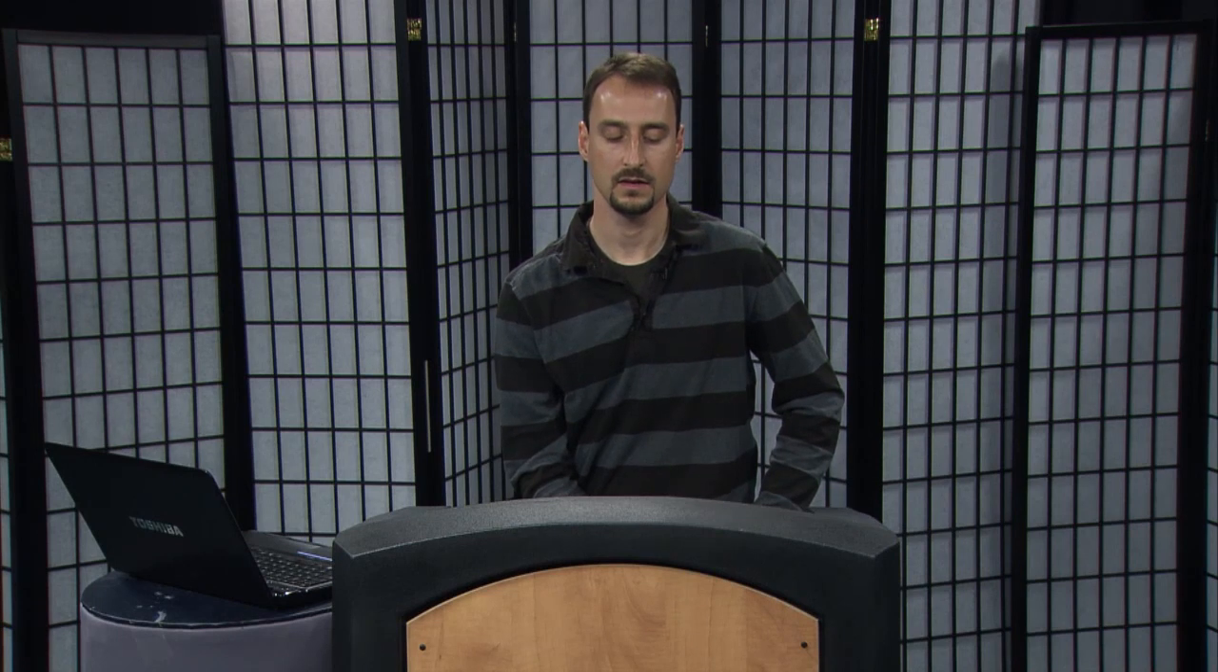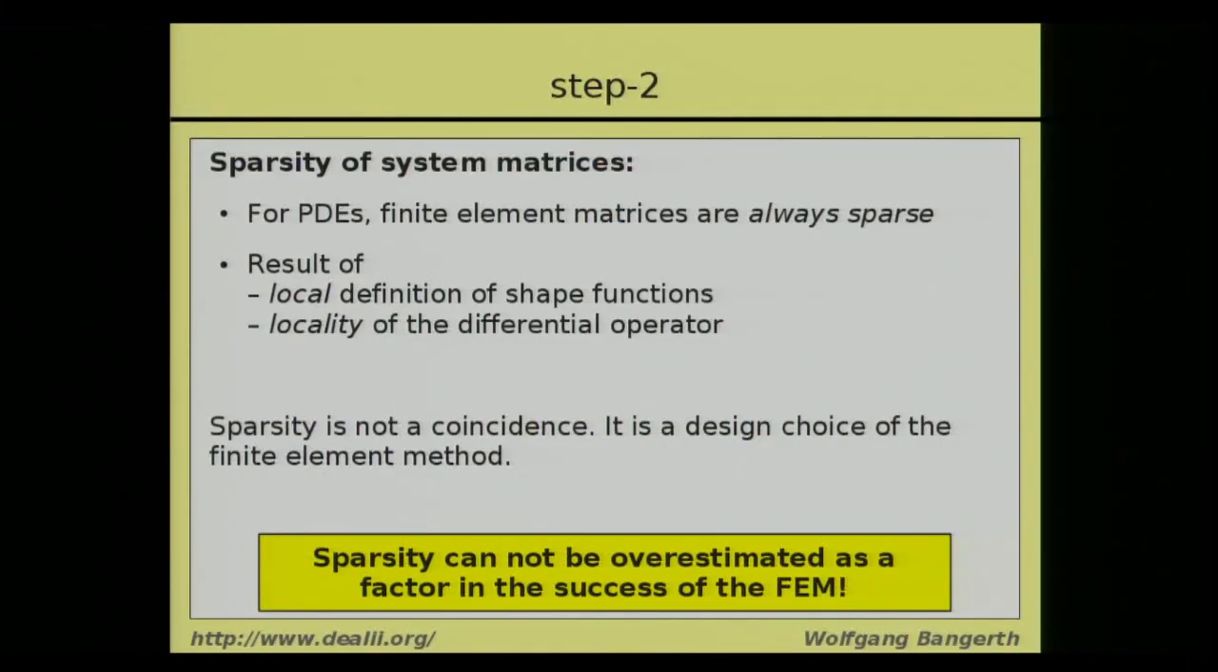And the sparsity of matrices in the finite element method is not a coincidence. That is something that is absolutely crucial. You cannot overestimate the effect of sparsity on the success of the finite element method. When you go back in the history, for example, to the idea of something like the Galerkin method that we talked about in one of the previous lectures, where you just have trial functions phi_i and phi_j, for example.